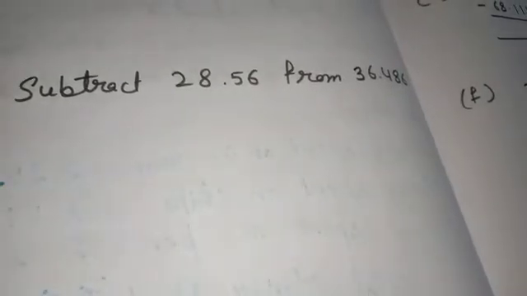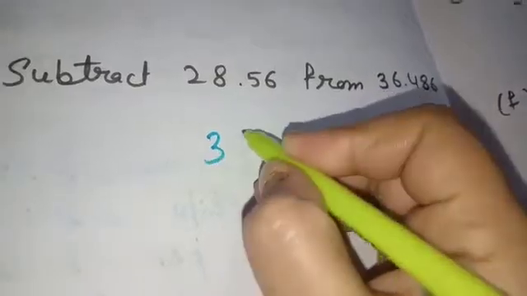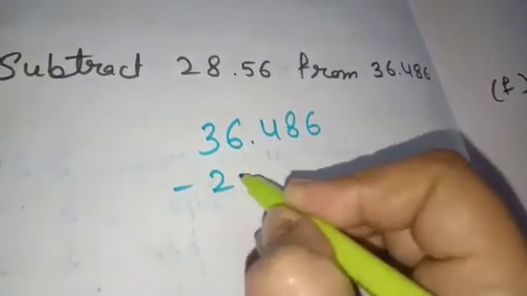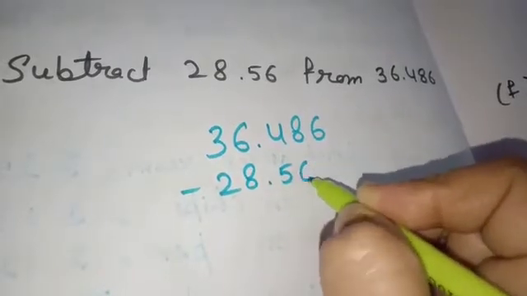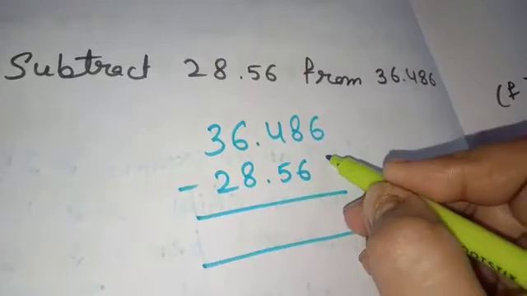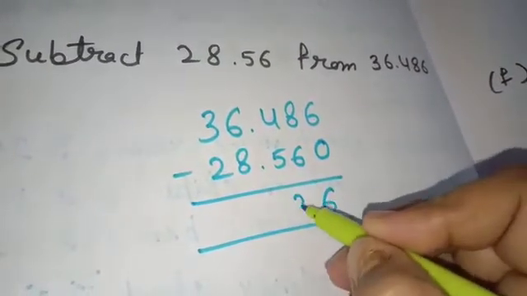Subtract 28.56 from 36.486. So firstly we will write 36.486 minus 28.56. So we will make these decimals like. Add 1 0. 6 minus 0, it's 6. 8 minus 6, it's 2.